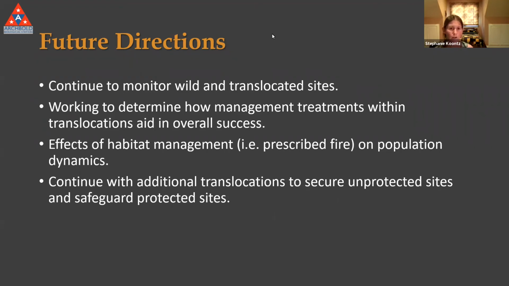But ultimately, we are going to continue with additional translocations to continue to secure unprotected sites, but also safeguard protected sites against future climate change and other habitat management.